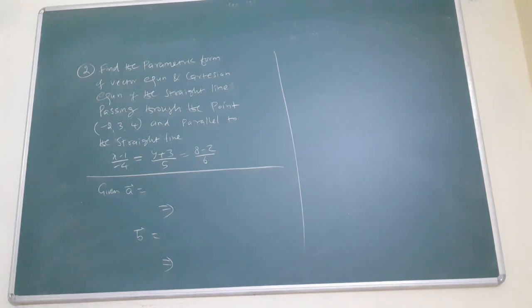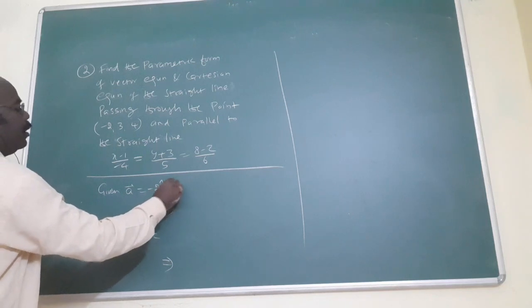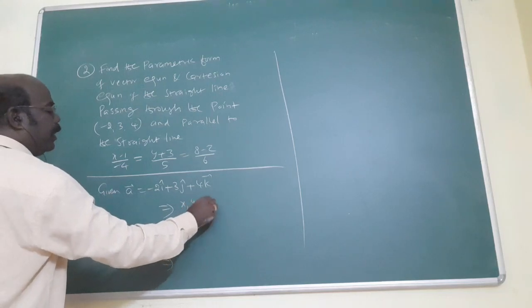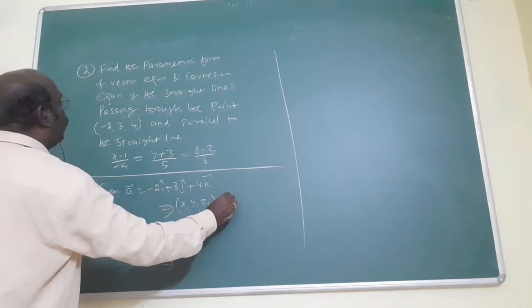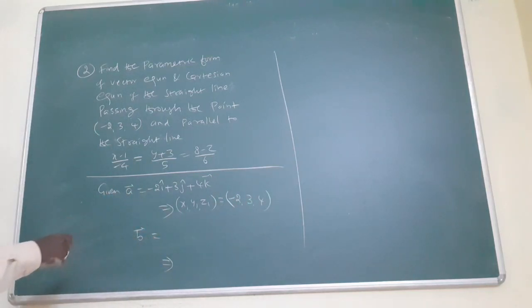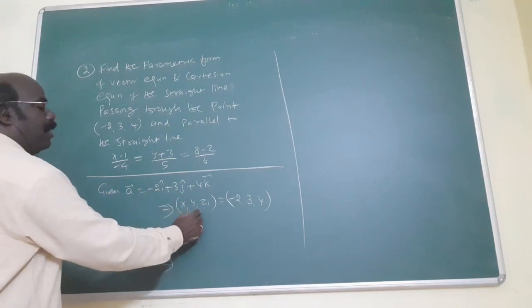Now listen here, the second question. It is asking to find the parametric form of the vector equation. Previously the non-parametric form was asked; here the parametric form and the Cartesian equation are asked, with 1 point and 1 vector. Am I correct? One point is given directly. This can be written as minus 2i cap plus 3j cap plus 4k cap. That means the point is x1, y1, z1 equal to minus 2, 3, 4. Previously, the same structure: a point given and a vector given.